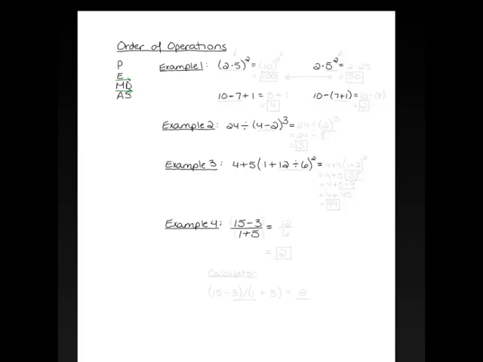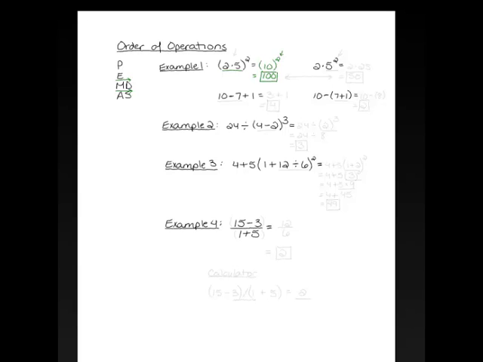Example 1 begins with 2 times 5 within parentheses squared. Now, following the order of operations, we need to work within the parentheses first. So 2 times 5 gives us 10 squared. Now, once there are no more operations remaining inside the parentheses, then you can move on to the next operation, which is this exponent. So 10 squared gives us 100, and that is our answer.